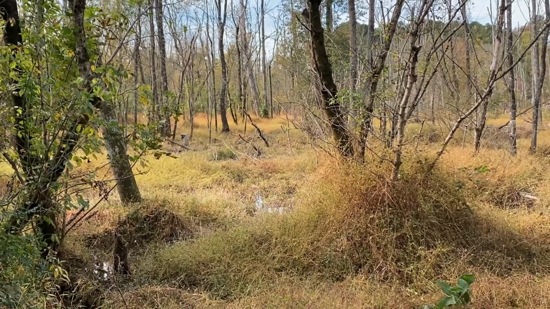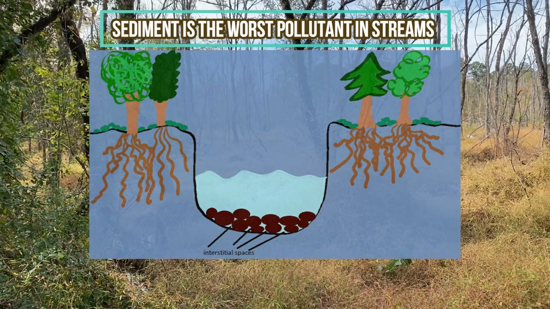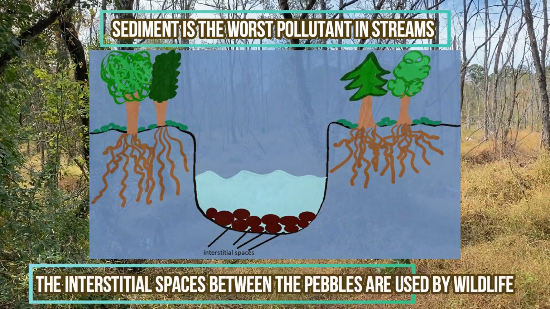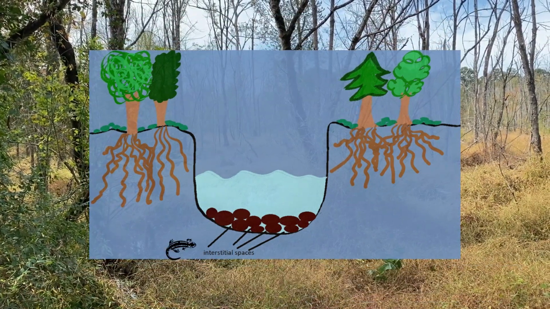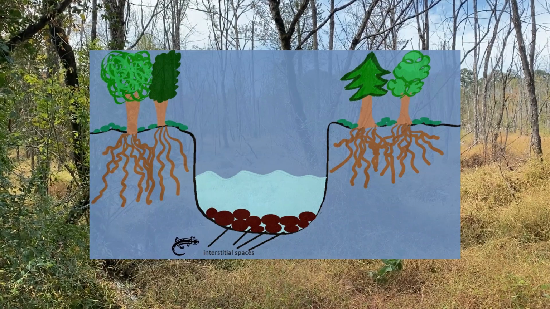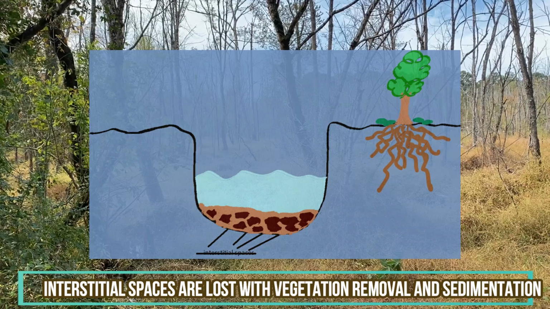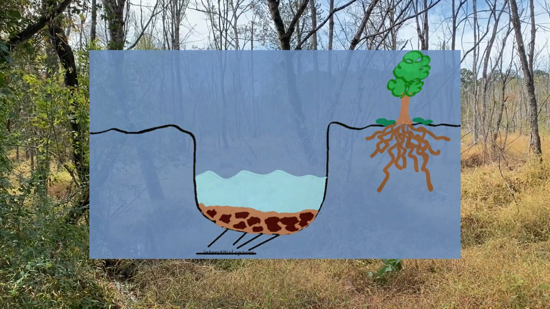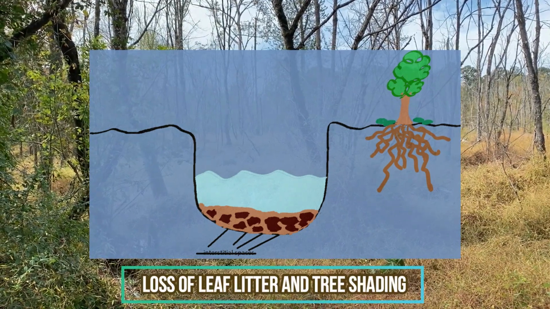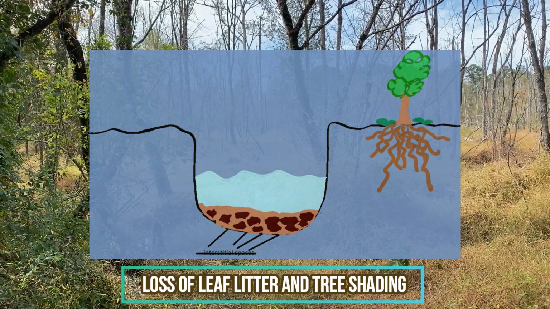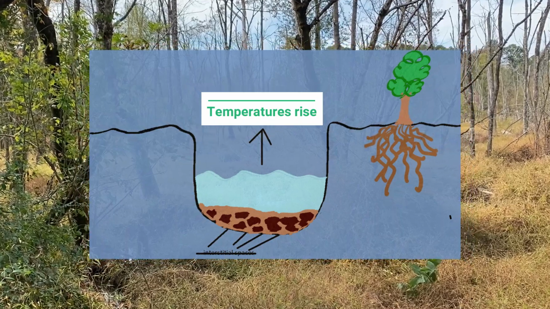Sediment, better known as dirt or soil, is the worst pollutant in streams and fills the interstitial spaces between the pebble substrates that are used by vertebrate and invertebrate wildlife like salamanders. The interstitial spaces are lost when riparian vegetation is removed and sedimentation occurs. The loss of riparian forest also removes the leaf litter input and the shading that comes from tree canopies. This causes stream temperatures to rise when riparian forests are removed.